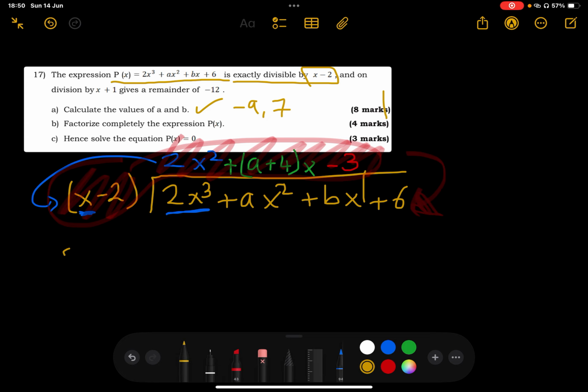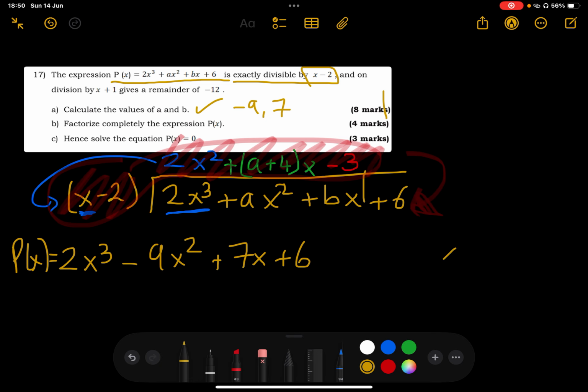So let's first write out what p of x is. So I have 2x cubed plus ax. So a is minus 9. So this is minus 9x squared plus bx, okay, plus 7x plus 6, right? So this is p of x.